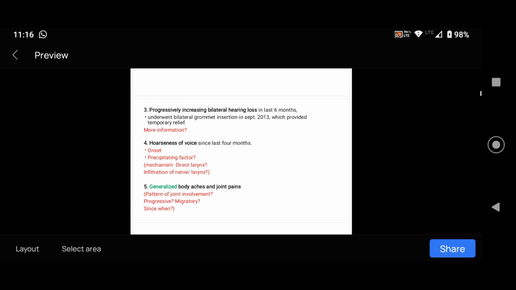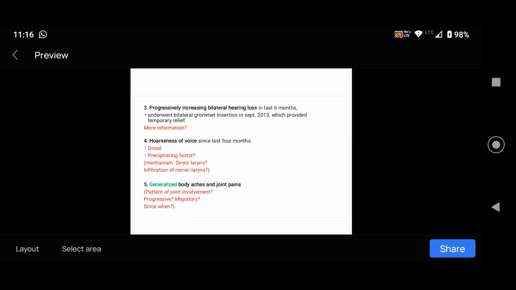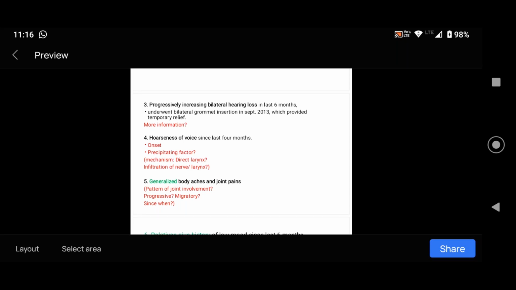Okay, ma'am. Ma'am, the progressively increasing bilateral hearing loss. At this point, in further investigations, we saw that it was a mixed bilateral hearing loss. But here, we don't know why there was a grommet insertion. This is the information we also got.